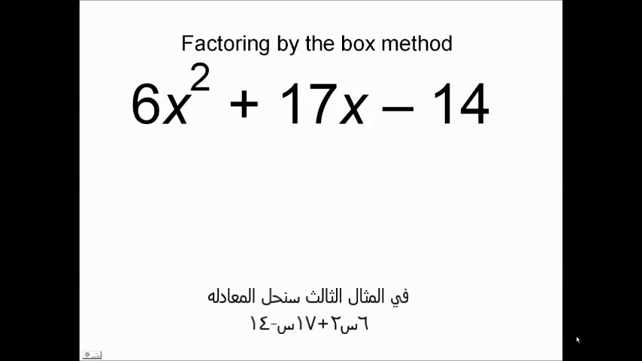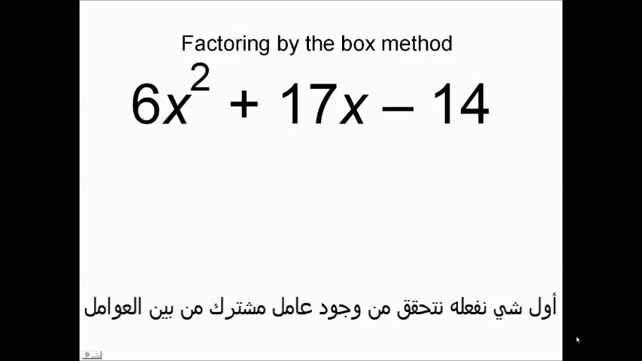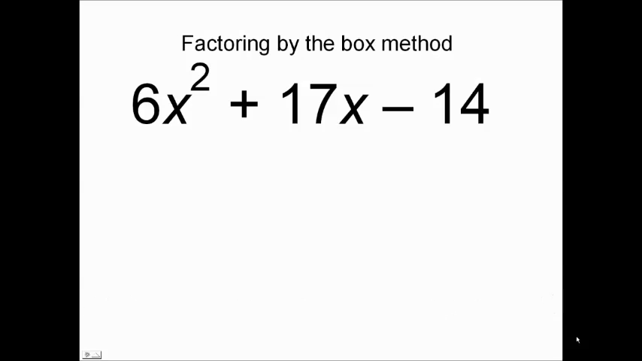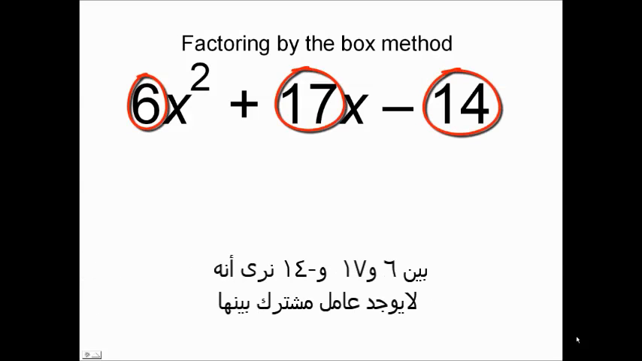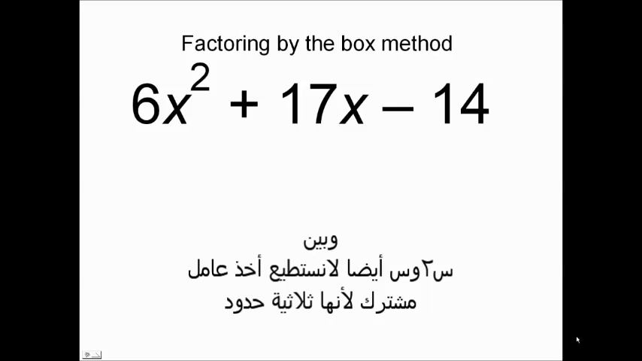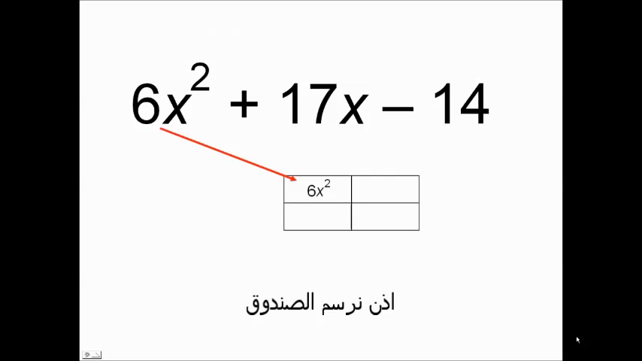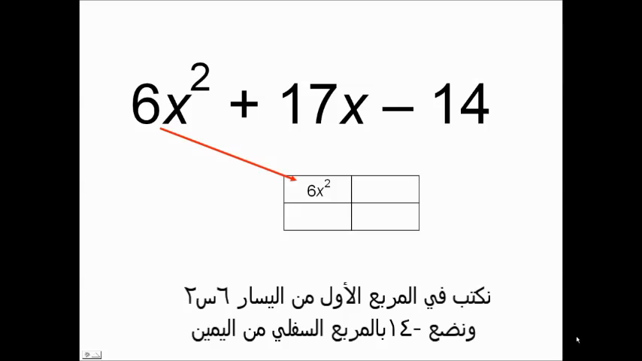For example 3, we're going to factor 6x squared plus 17x minus 14. First thing we need to do is check, will anything factor out of all the terms? Between the coefficients 6, 17, and the constant negative 14, nothing will factor out. They're all relatively prime. And between the x squared, the x, and there's no x on the third term, nothing will factor out. So we make our box and we put the 6x squared in the first square.